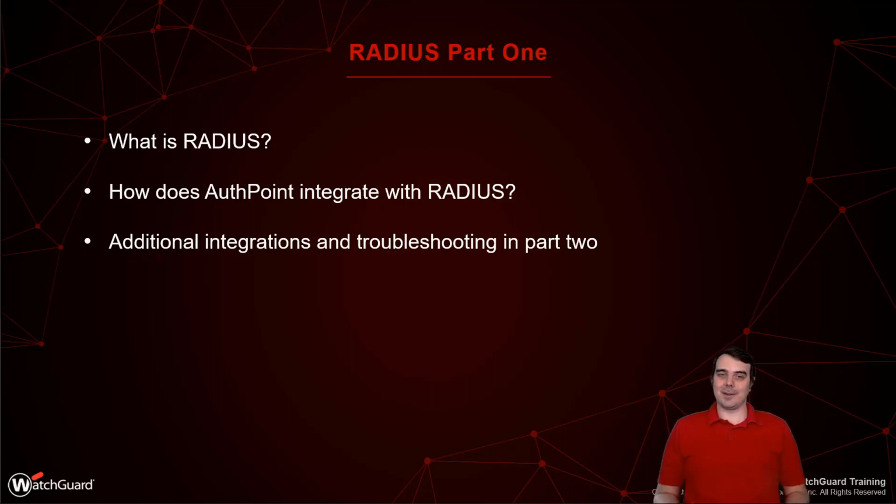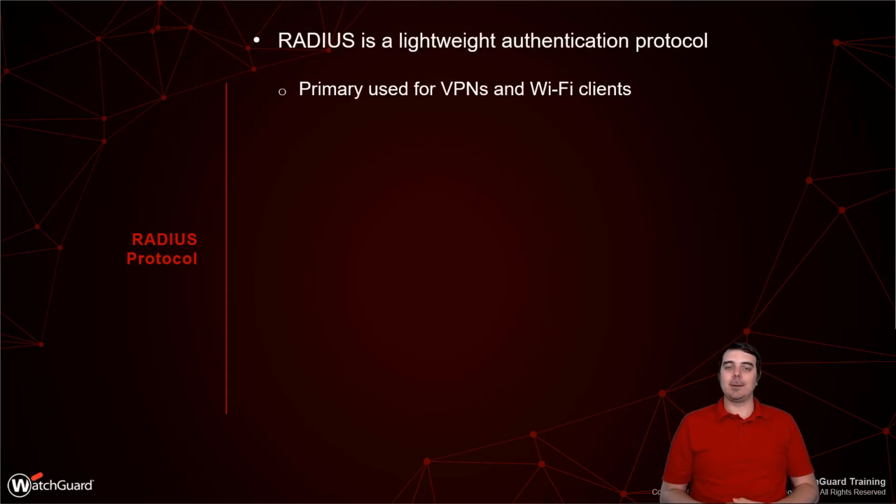Now let's get started. Radius is a simple protocol that allows for authentication to happen inside of a local network. It is designed to be lightweight and easy to use, so it can integrate almost anywhere, and it allows authentication against a central server that's usually tied into LDAP or another user database like Active Directory. Radius is primarily used for authenticating VPN and Wi-Fi clients, and when using Radius with AuthPoint, we'll be focusing on the VPNs.